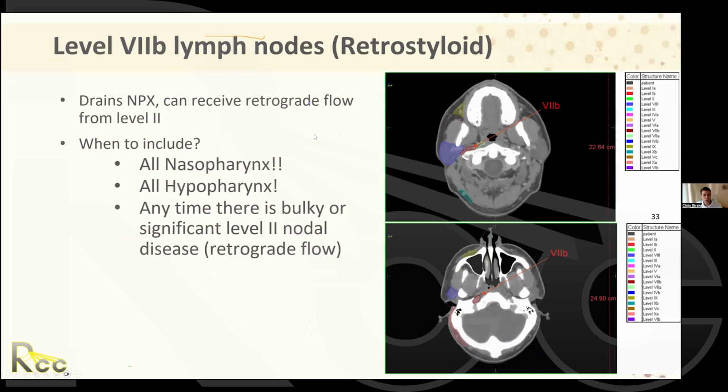For level 7B, that's just lateral to 7A. Again, critical for nasopharynx, also hypopharynx. This is one that sometimes my residents will miss because it seems a little less intuitive, that you end up contouring quite high, many centimeters above your primary tumor down in the hypopharynx. You end up tracking these retrostyloid nodes, but this is an at-risk site for hypopharynx primaries and is important to include. And then again, for anytime there's bulky level 2 disease.